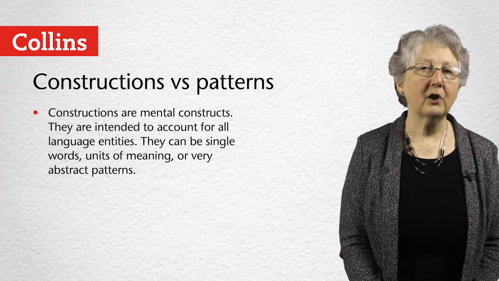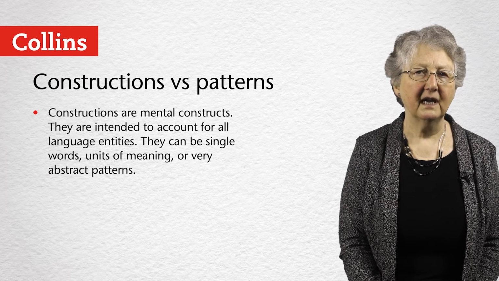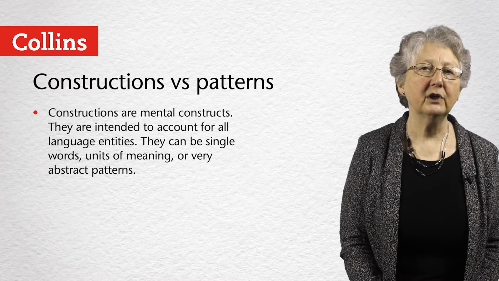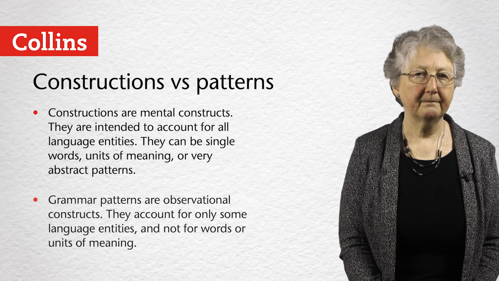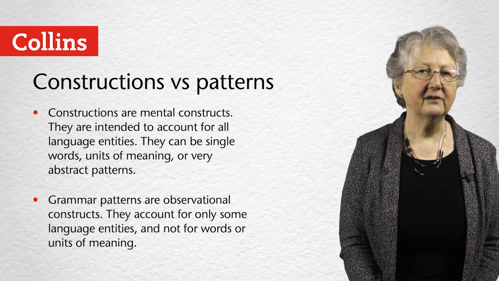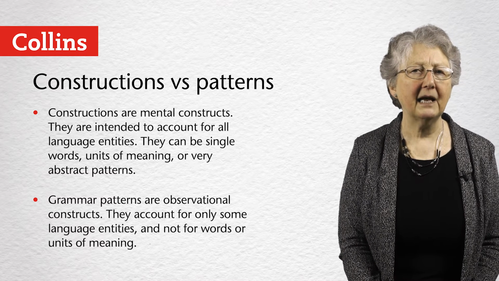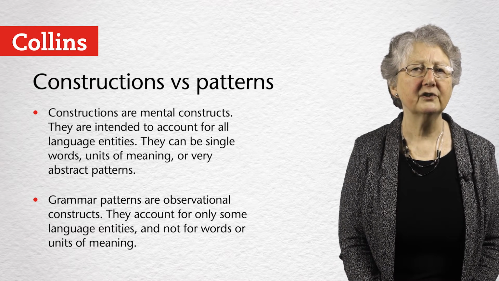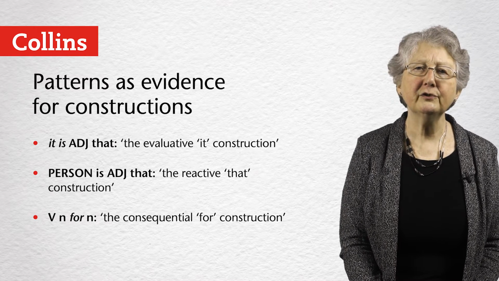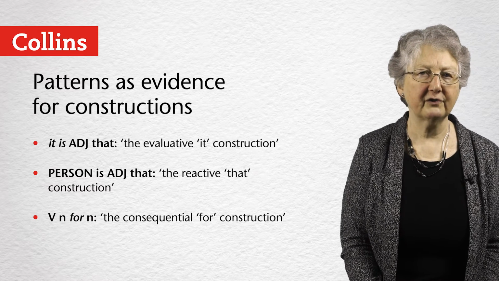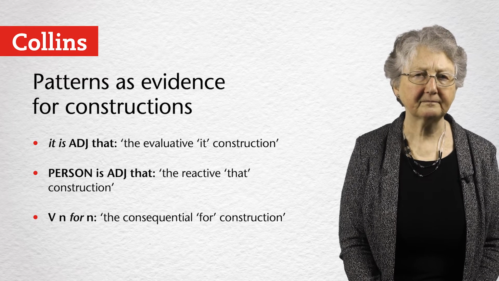Constructions are mental constructs. They're intended to account for everything in language. A construction can be a single word, a unit of meaning, or a very abstract pattern. Grammar patterns, on the other hand, are observational constructs. They account for only some language entities and not for words or units of meaning. But patterns are useful as evidence for constructions because they're based on the observation of very large corpora.